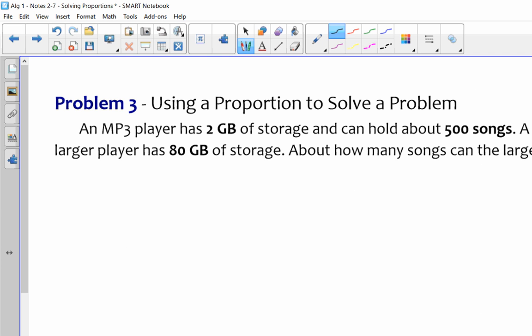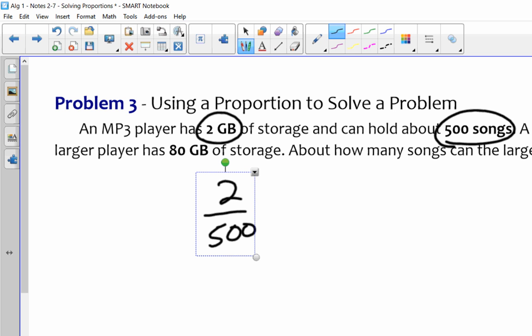On this one, this is really what we use proportions for, or ratios and proportions. So reading this, I got this MP3 player. It holds 2 gigabytes of storage, and that storage will hold about 500 songs. So the gigabytes and the songs are connected. That's a ratio. So right off the bat, I'm going to use that to make a ratio. This is pretty easy if you just understand things are connected like you use together.